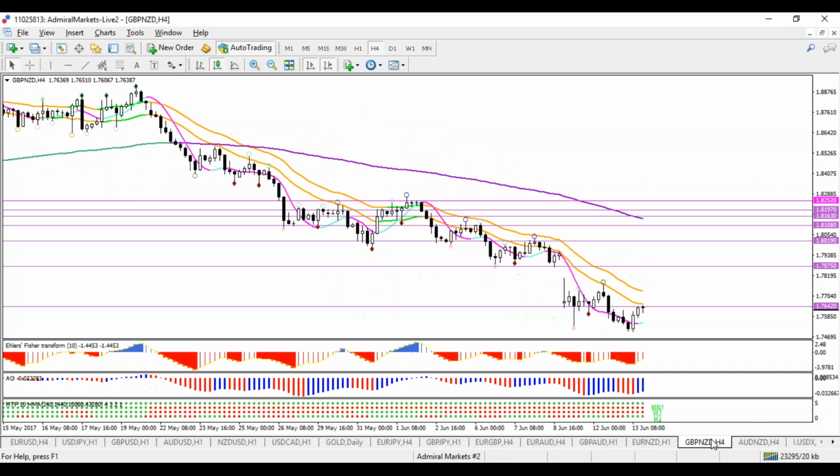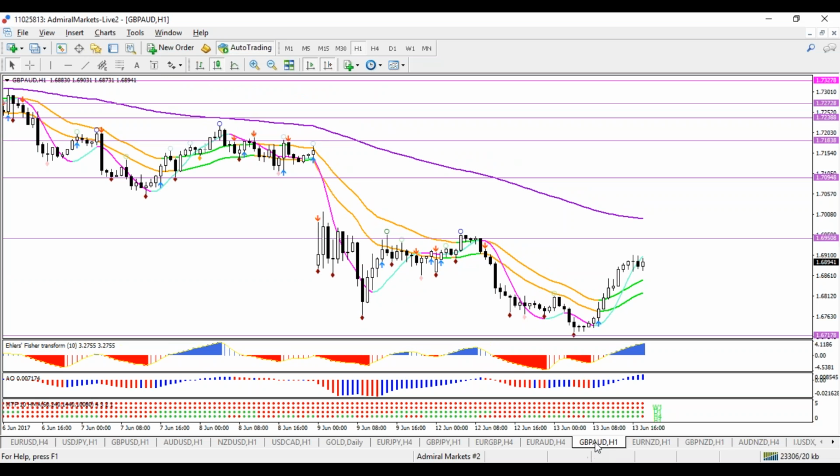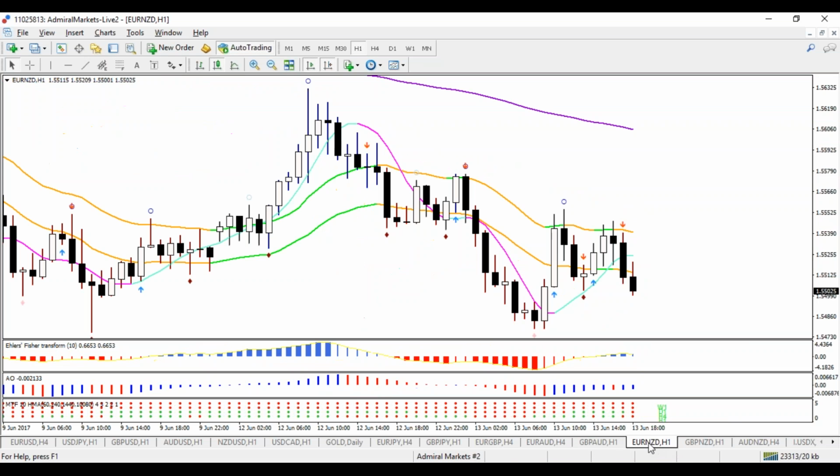Same with the pound Aussie. Same for the pound New Zealand too, in fact. They're all pretty much the same. So let's see, let me check yen, Aussie, and New Zealand. Here New Zealand is pushing slightly lower. That's what I need to see.